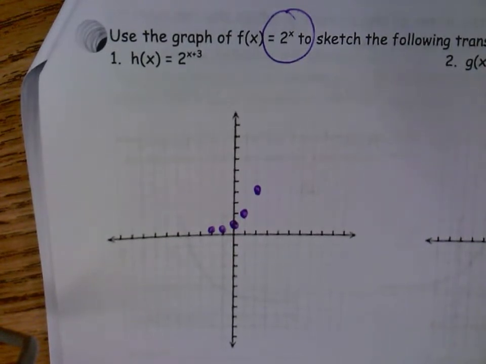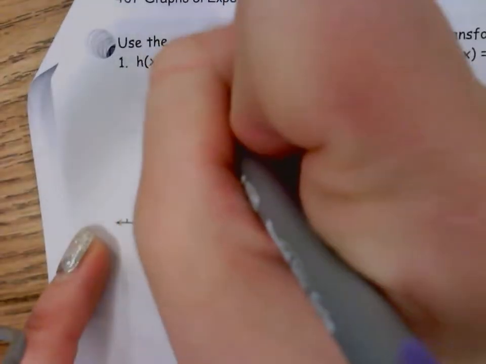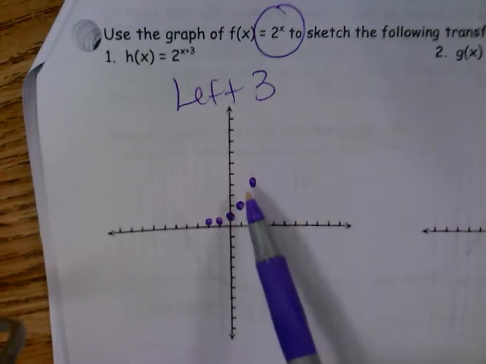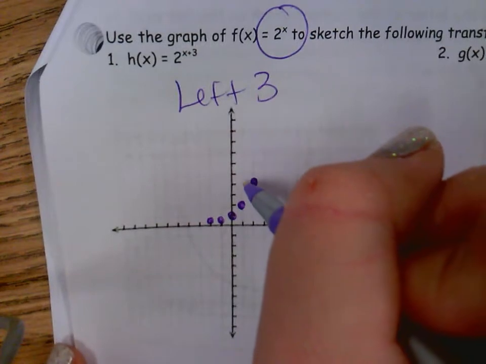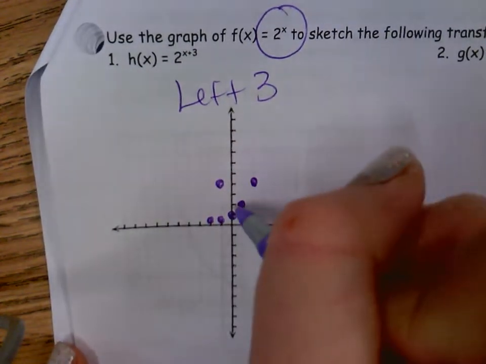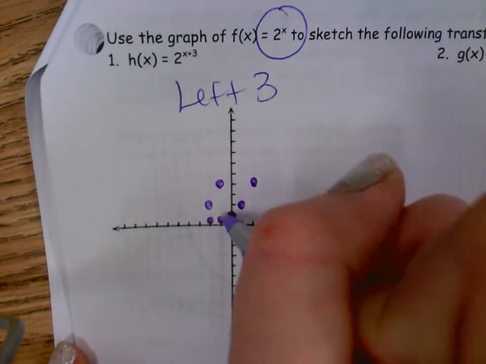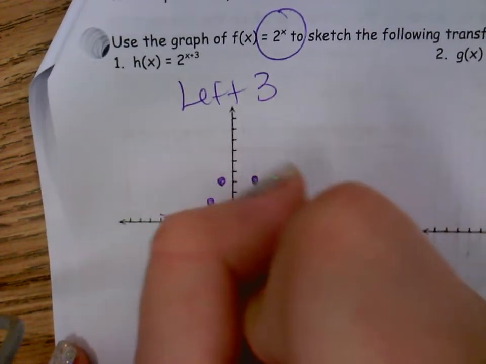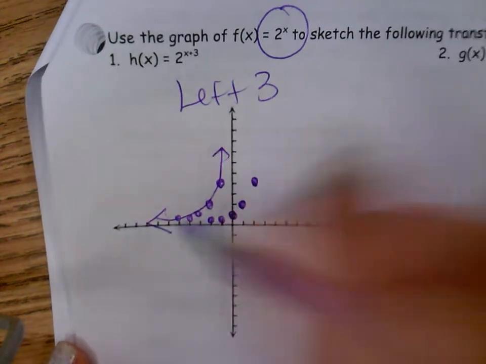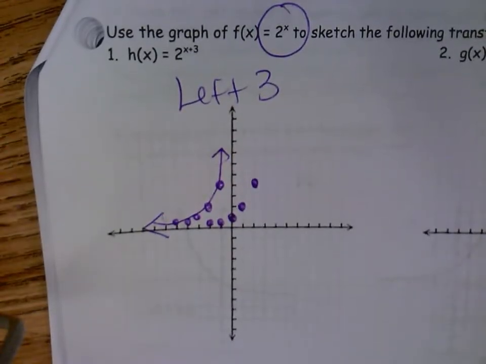All right, so if I have to go left 3, all I'm going to do is shift each of these points left 3 dots. So 1, 2, 3, put a dot. 1, 2, 3, 1, 2, 3, and then I know that's 1/2 and 1/4. So I got my parent function from that table of values, and then I shifted them all left 3. And then what's my asymptote? Because my asymptote hasn't shifted.